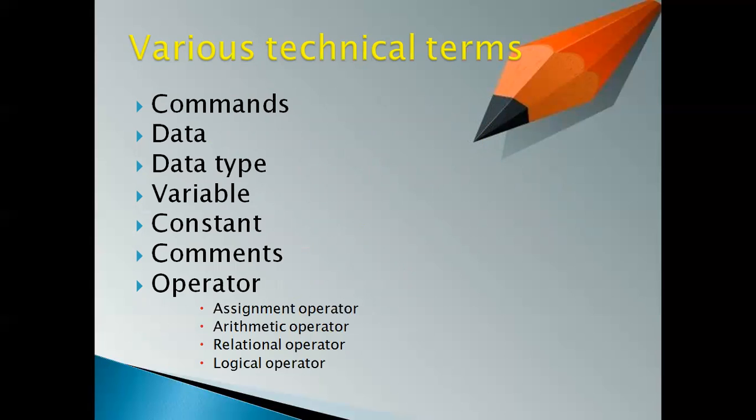The first term is command, second is data, third one is data type, fourth one is variable, then constant, then comments, and then at the end operators. And operators are four types: assignment operator, arithmetic operator, relational operator, and logical operator. So let's learn one by one what all this is.